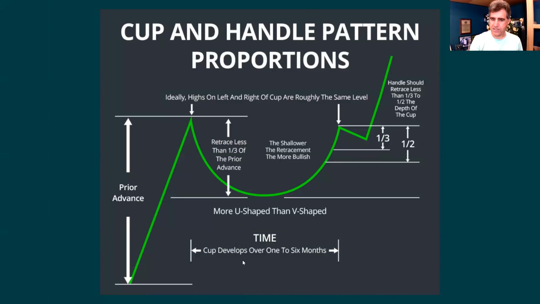The other ideal situation is that it should be 1 to 6 months from the left edge to the right edge. As far as the retracement of the handle itself, we want to see the height of this cup, and the shallower, the better. So 1/3 is ideal, but there are times it could retrace 1/2. It could also be very shallow, maybe 1/5. These are the tools that you could use, just looking at the numbers.